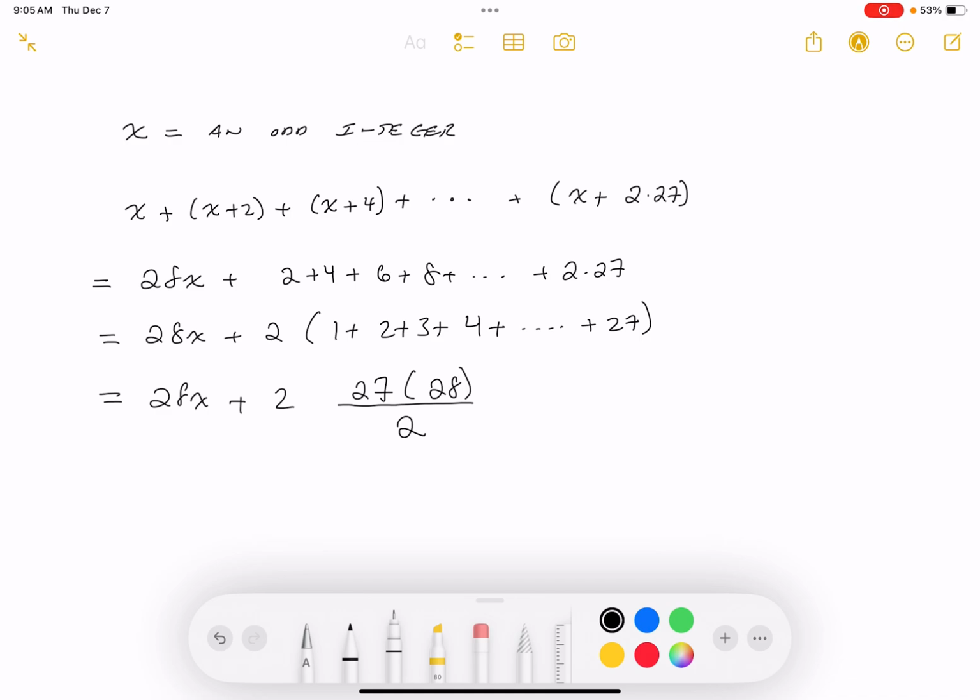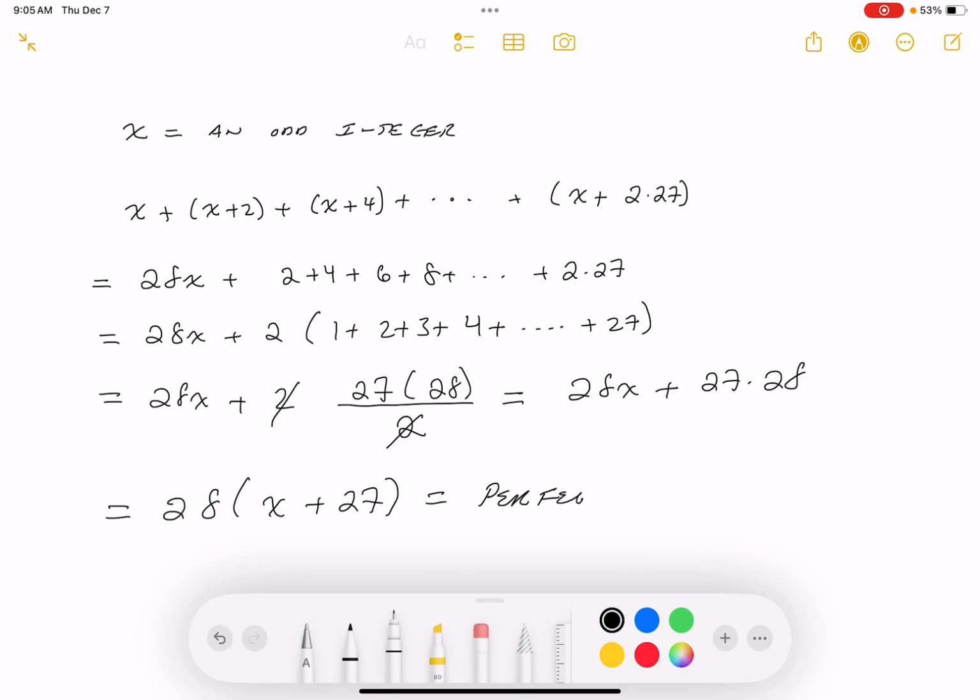That's just complicated, doesn't it? Let's keep writing this down now. It's 28x, plus the 2's cancel, and I get 27 times 28. I can't remember what they said about this, but I'll just factor it out. That's going to be 28, and then you get x plus 27. Now, what did they say? It is known that the sum of 28 consecutive odd integers, which I just did, is a perfect cube. So this thing over here is a perfect cube.